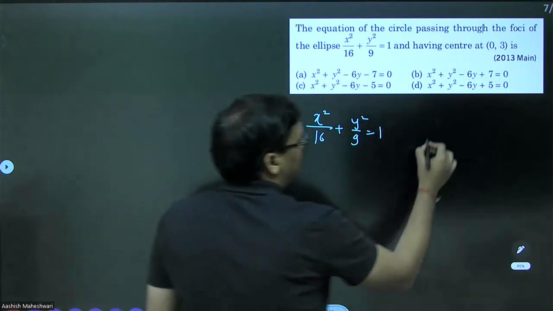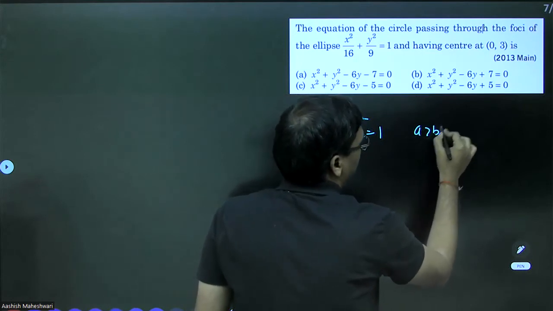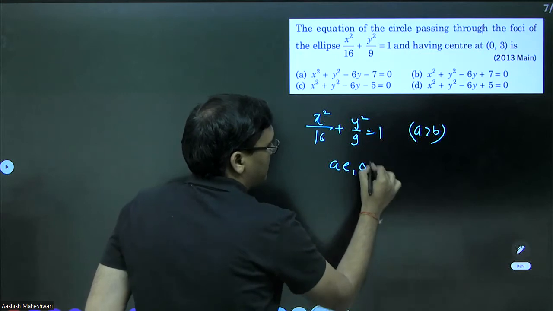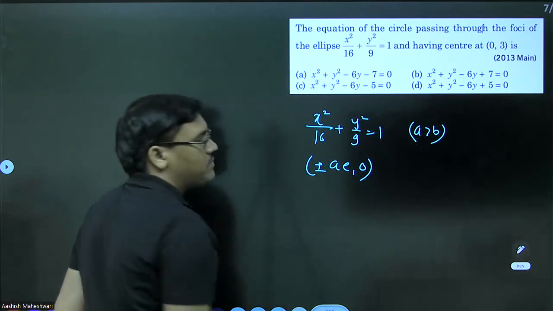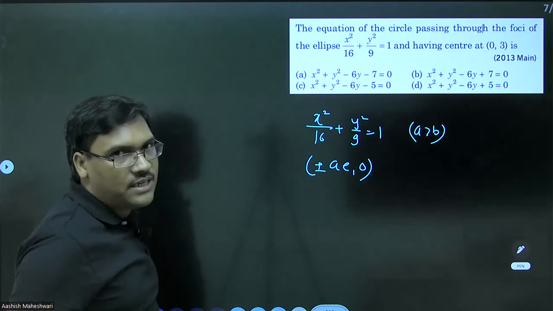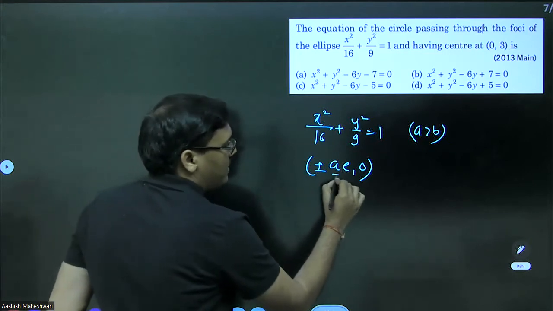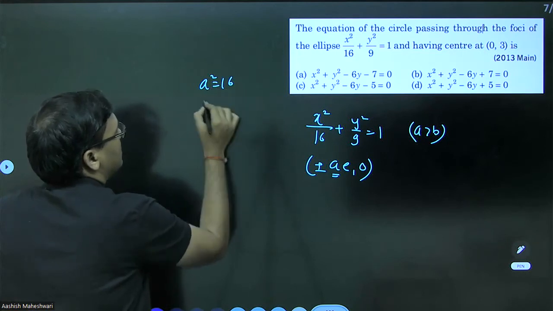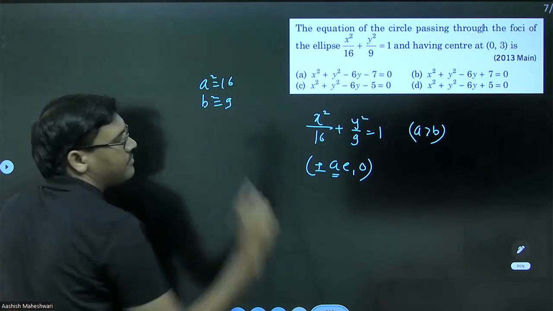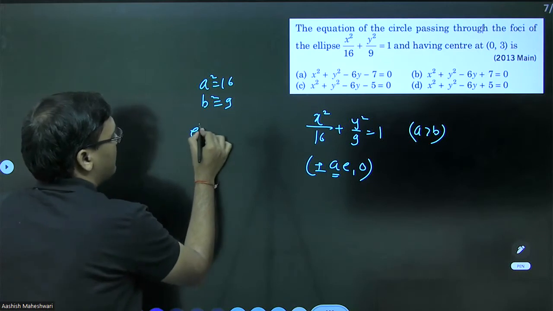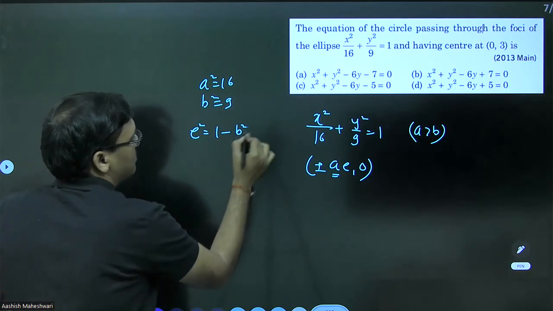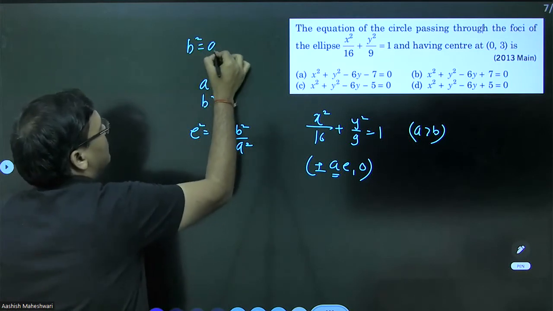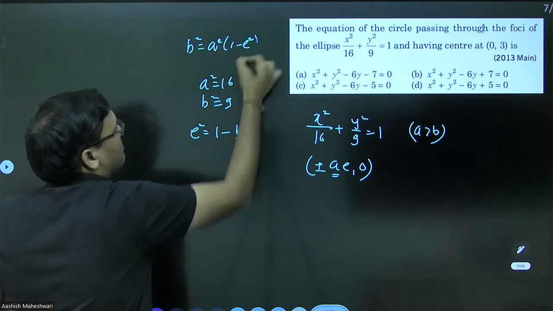What are the foci? A is greater than B here. Right? Foci will be plus minus AE comma 0, because this is a horizontal ellipse, A is greater than B. So you have to just calculate A and E. So what is A square? A square is equal to 16. What is B square? B square is equal to 9. What is the eccentricity of this type of ellipse? E square is equal to 1 minus B square by A square. You can just get this by arranging B square is equal to A square into 1 minus E square.